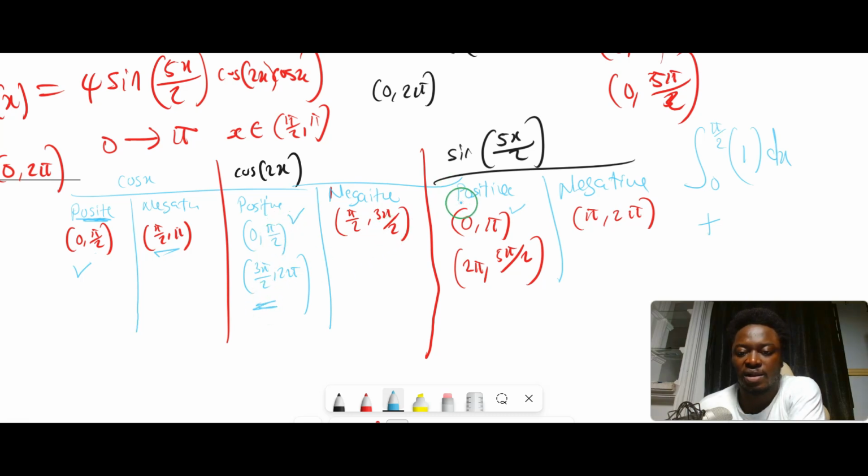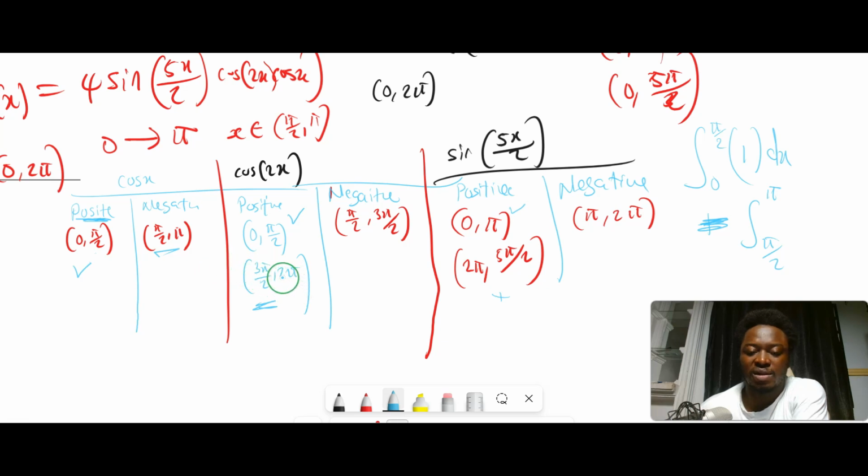And what about this case here? From pi over 2 to pi is going to be positive. So this is going to be a minus. So we have a minus the integral from pi over 2 to pi. So what about the other interval of integration? What about the limit we are dealing with?